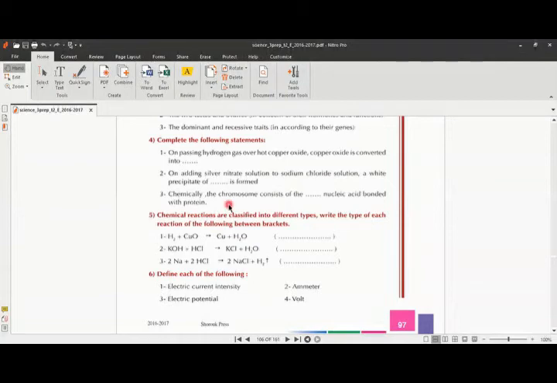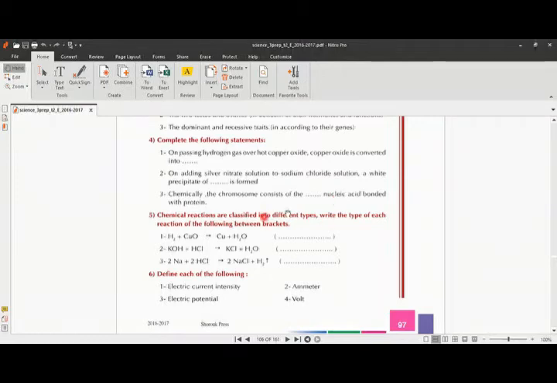Okay. Chemically, the chromosome consists of the... This is not a correct sentence, but you can write here DNA, nucleic acid. Okay. DNA, nucleic acid. Okay. With protein.